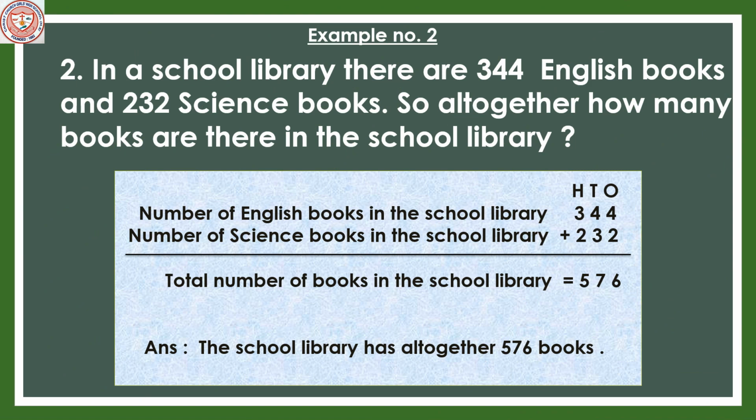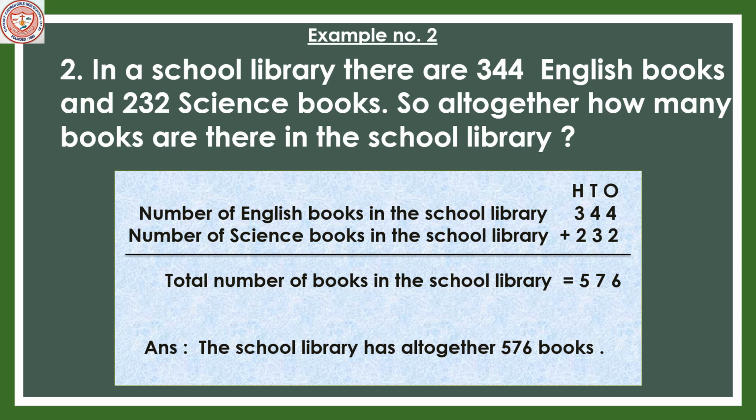Then write the second statement, and that is the number of science books in the school library, and that is 232. Okay, write down 232 according to its place value. Then give the addition sign before the second number, and the second number is 232. Now before adding, write down the third statement, and that is the total number of books in the school library.